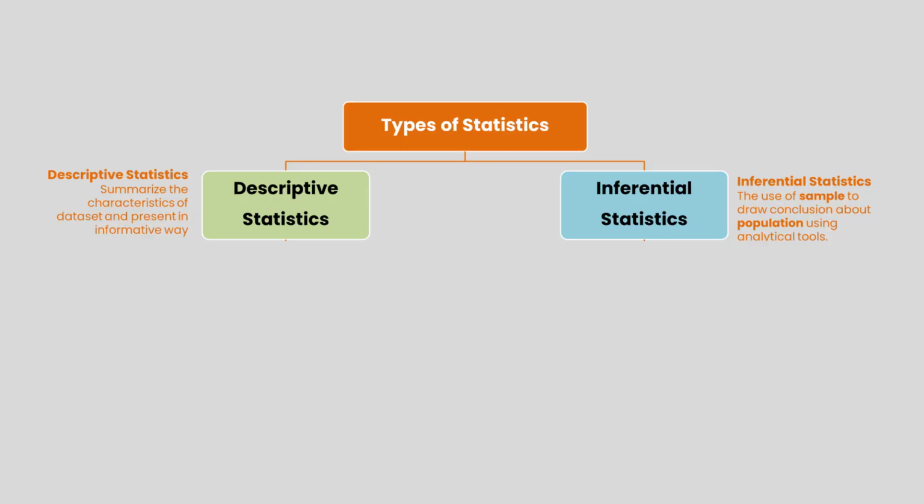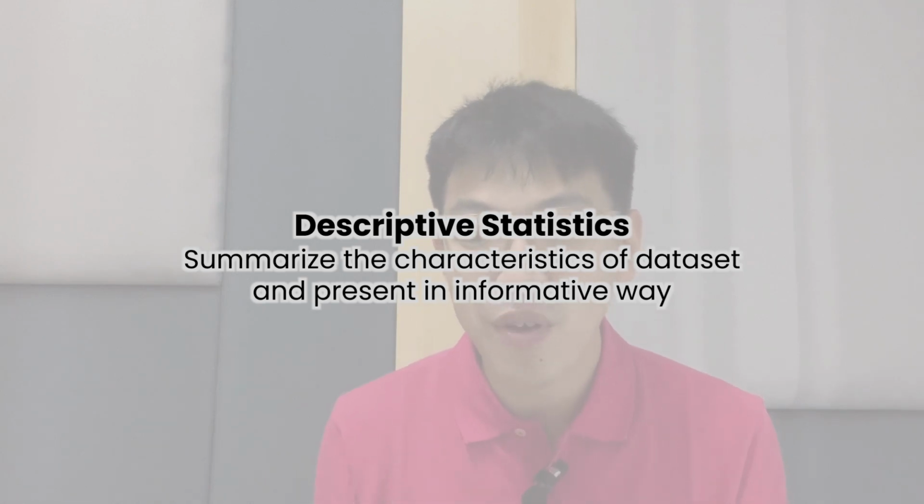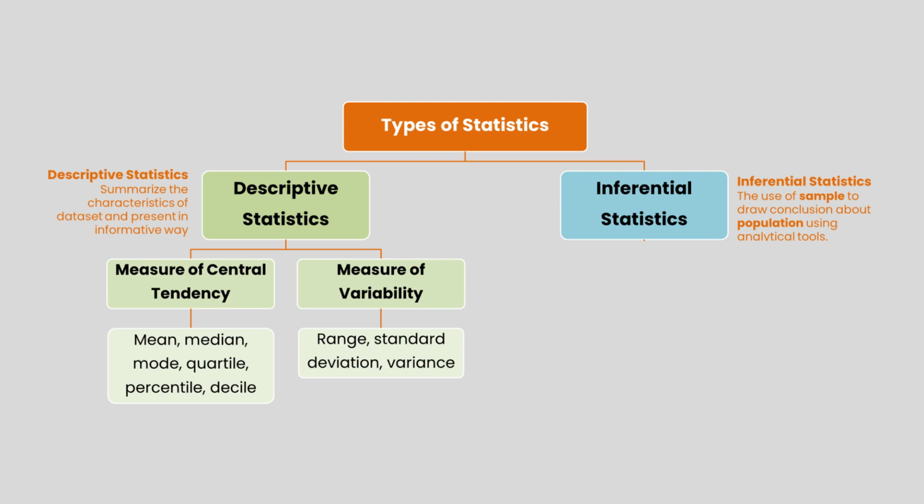There are 2 main types of statistics. The first one is descriptive statistics. The second one is inferential statistics. Descriptive statistics simply summarize the characteristics of the dataset and present it in an informative way. We will learn about measures of central tendency such as mean, median, mode, and also quartile, and also measures of dispersion or variation such as mean deviation, range, standard deviation, and also variance.